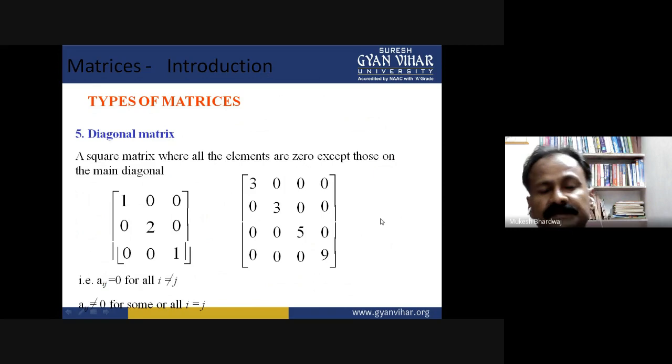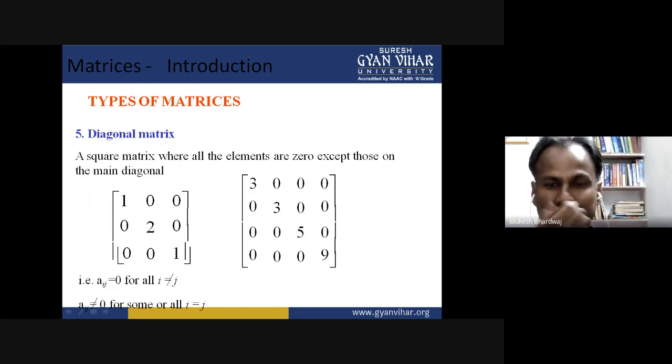Diagonal matrix. A square matrix where all the elements are zero except those on the main diagonal.